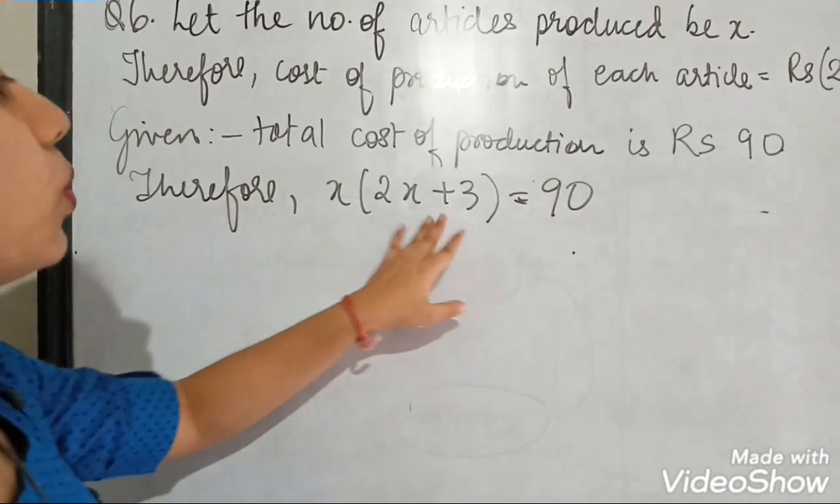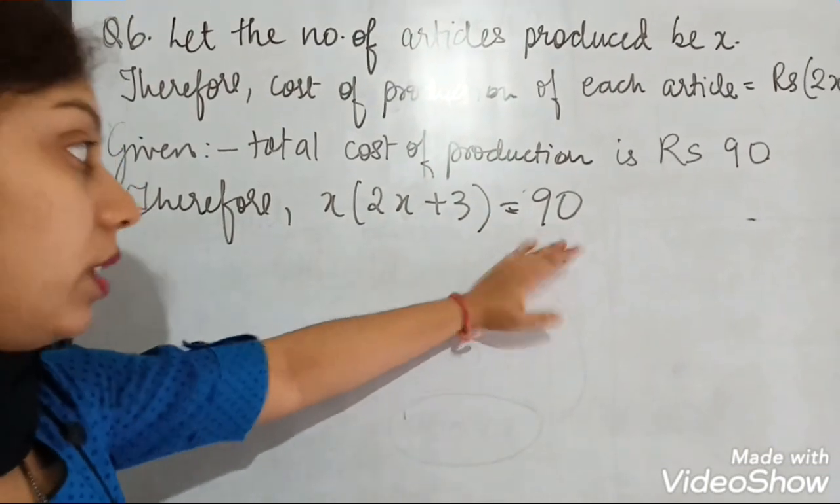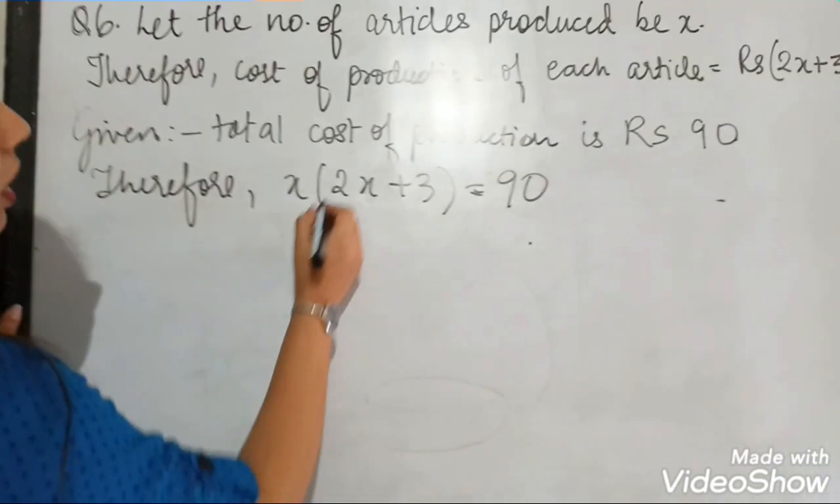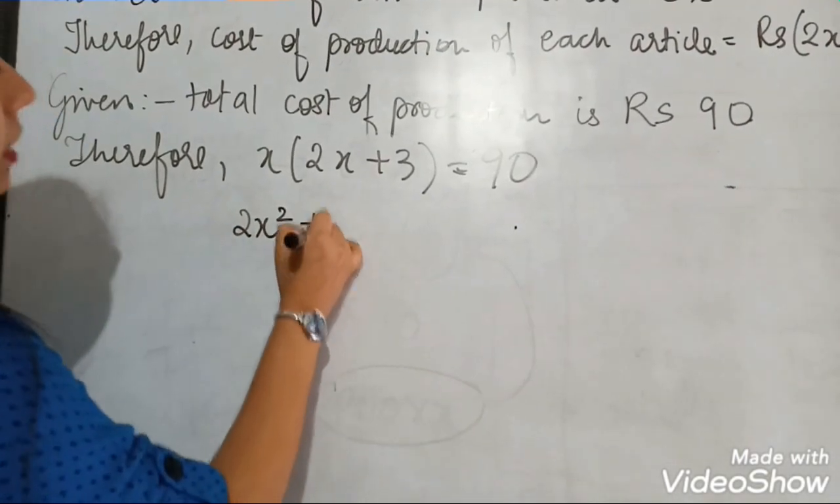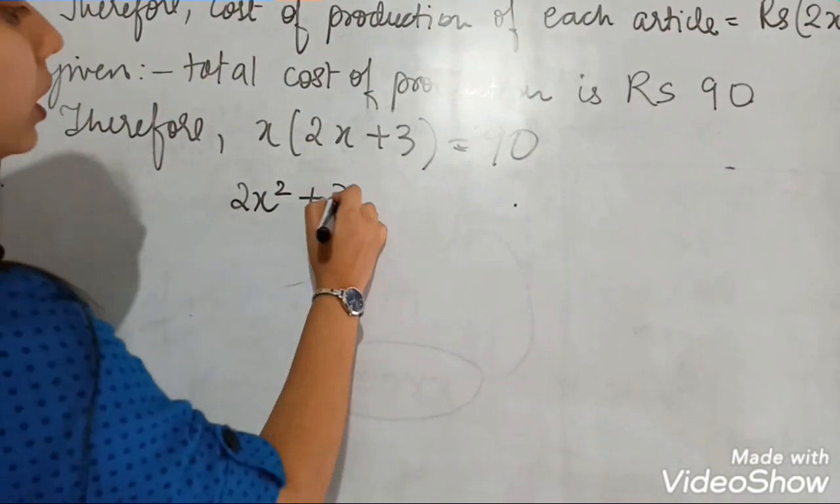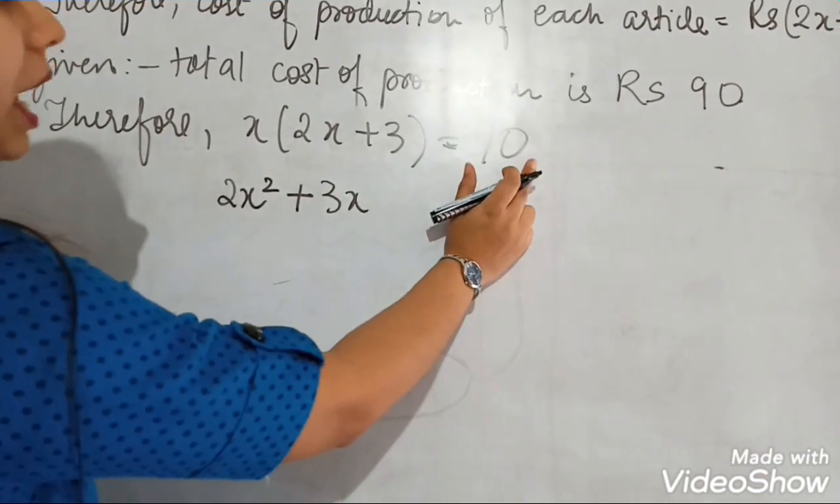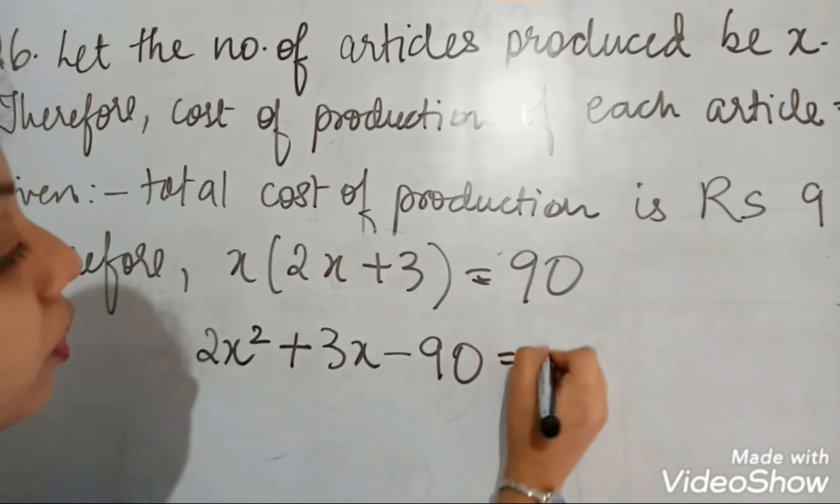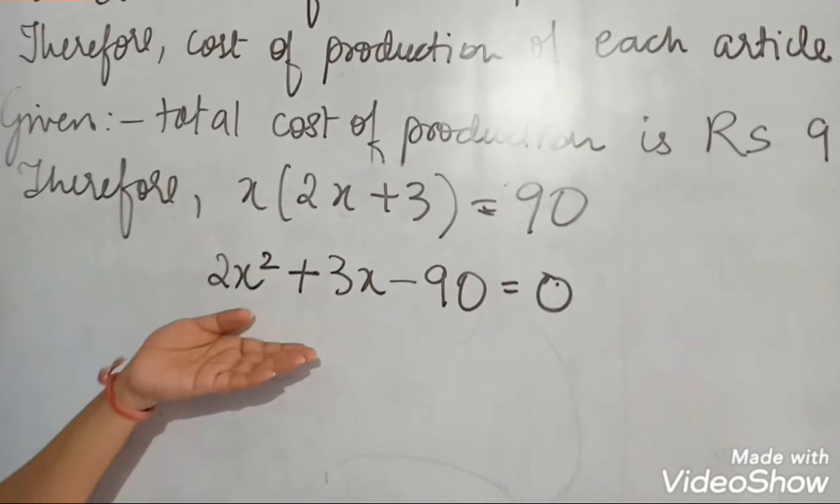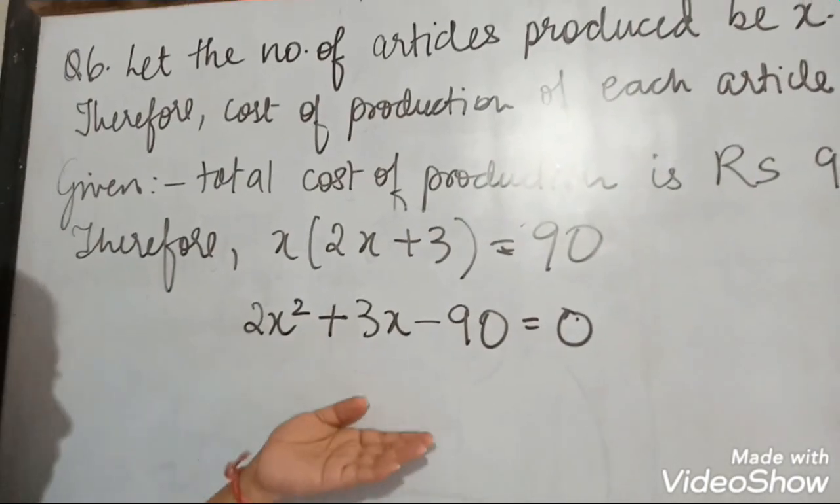Therefore, x plus 2x plus 3 is equal to 90. Let us solve this. x multiplied by 2x will give you 2x squared, plus x multiplied by 3 will give you 3x. This 90 I am transposing to the LHS, so this will be minus 90 equals 0. Now this has become a quadratic equation. Now we can solve it.